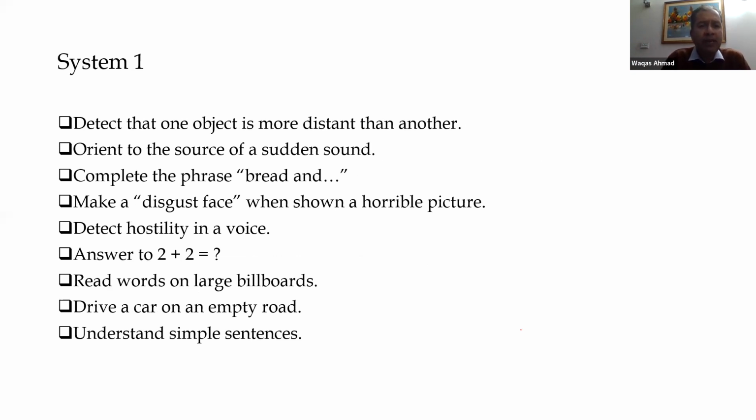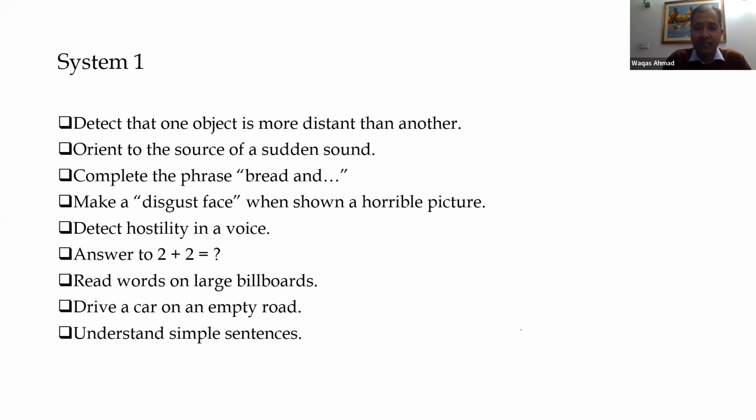For example, we can detect that one object is more distant than another. We don't use physics or some kind of physics equation and computation. When we see people or objects, we can realize quite intuitively, that's how our brain works. We can see which one is near and which is further. You don't need any training. Little children learn over the periods, and we learn this unconsciously. That's how the brain evolved.